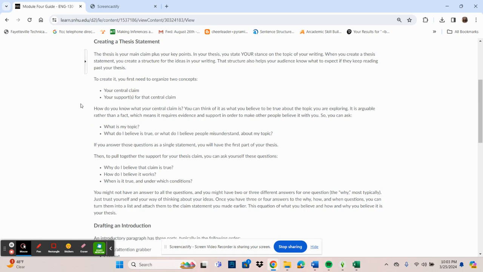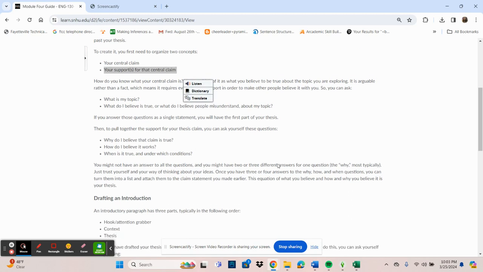When you create a thesis statement, you create a structure for the ideas in your writing. That structure also helps your audience know what to expect if they keep reading past your thesis. To create it, you need to organize two concepts, and this is really important. You want to organize your central claim and you want to have your supports for that claim. And in the assignment that you're going to do on the thesis statement, you're going to do exactly this.